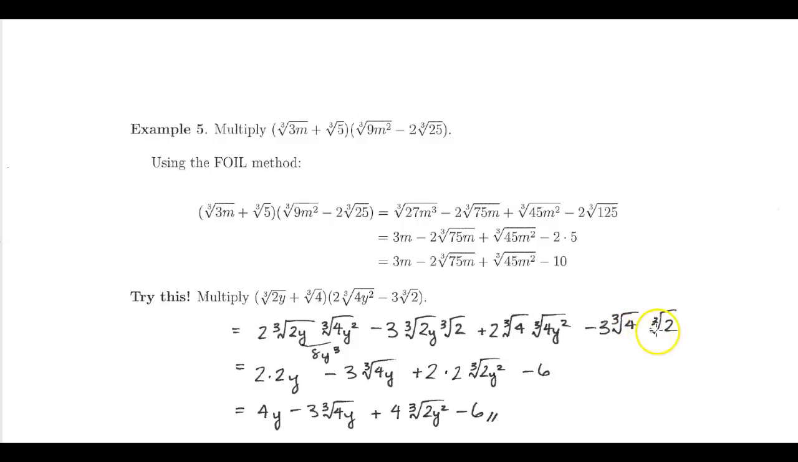And here the cube root of 8 is 2. So I'll have negative 3 times 2, which is negative 6. So I'll have 4y minus 3 times the cube root of 4y plus 4 times the cube root of 2y squared minus 6. Okay, so I'm going to stop the video here, and I'll come back with a video for the second part of this lesson, which is dividing rational expressions.